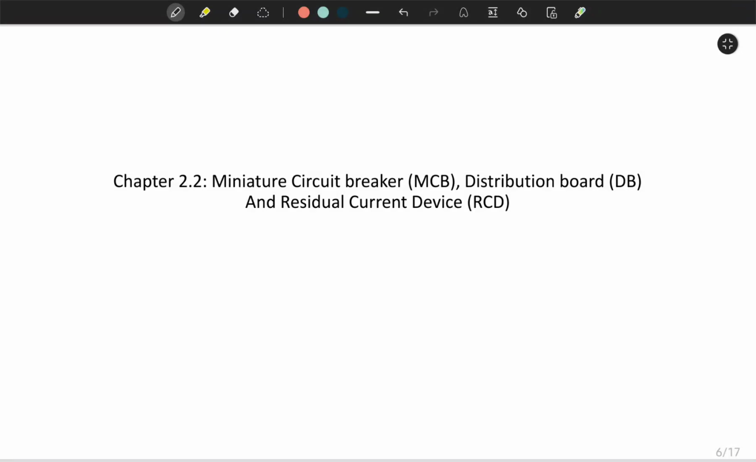Hello everyone. So today we are starting the next chapter of Module 2, which is Chapter 2.2, related to MCB, which is miniature circuit breaker, DB, distribution board, and RCD, which means residual current devices. Okay. So let us understand all these concepts one by one.